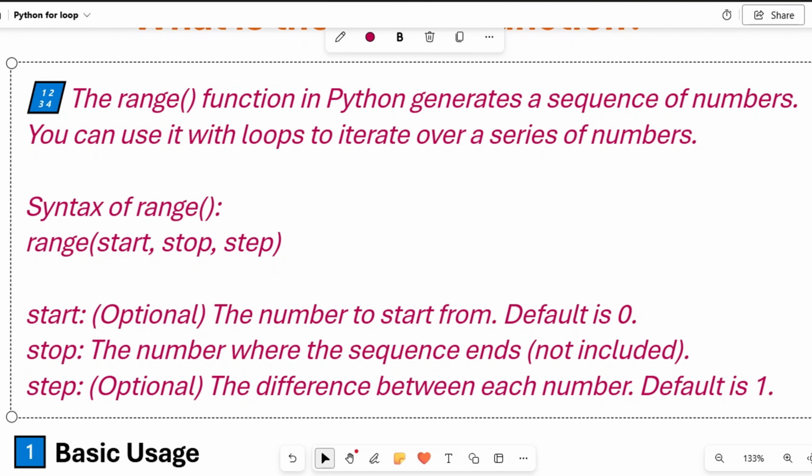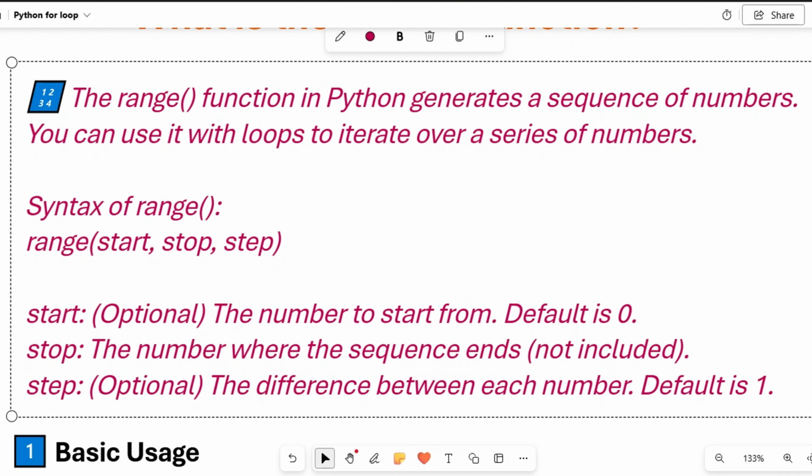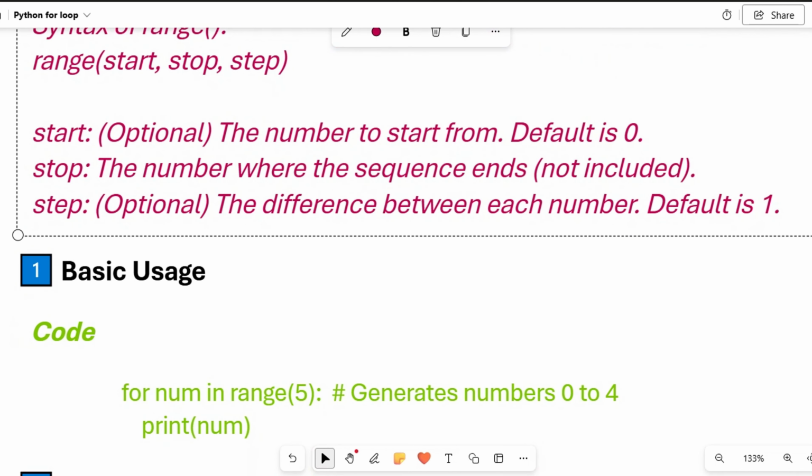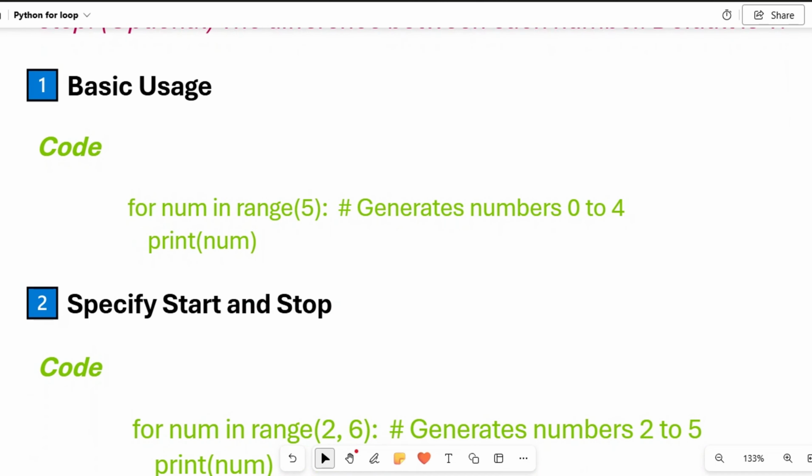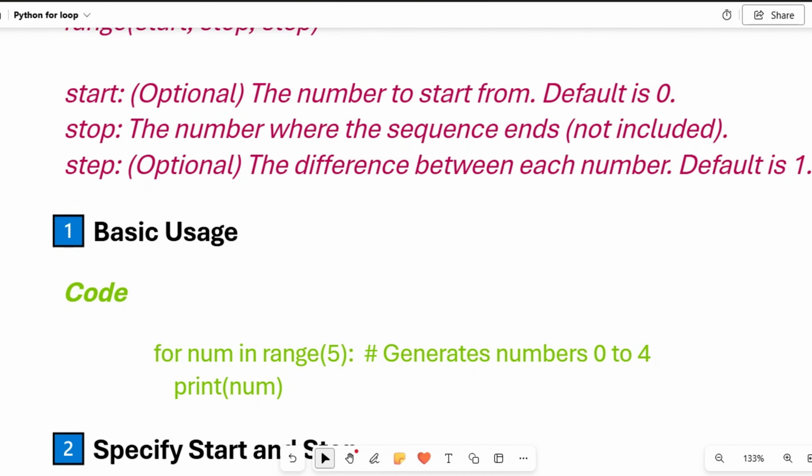If you do not give any number for step, then it will be 1 by default. Otherwise it depends on your particular requirements. It depends on the code, how you are going to give the step.